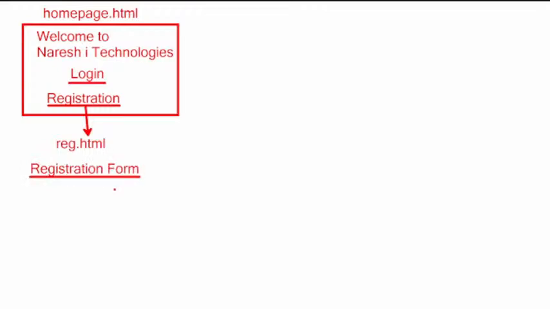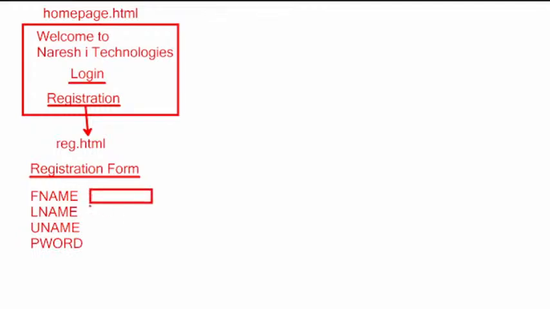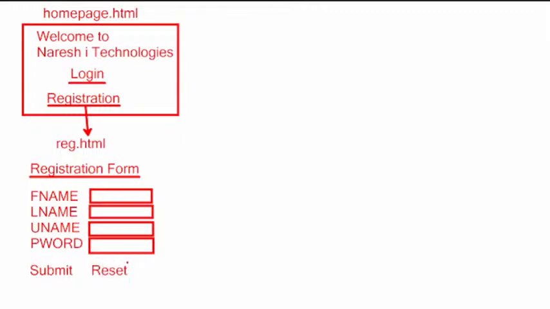In the registration form: first name, last name or surname, username, password, some fields. Whatever you want, you can write: first name, last name, address, mobile number, mail ID. All fields you can write. After this, a submit button and a reset button. These fields, any number you can write. It is the submit button. It is the reset button. This is one file.